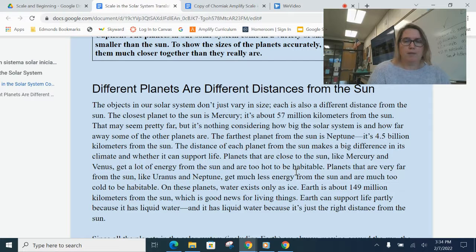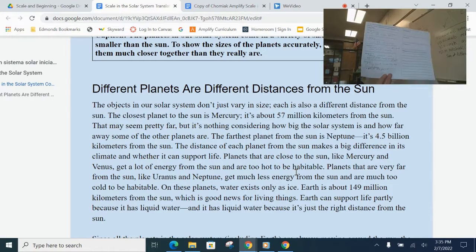The distance of each planet from the sun makes a big difference in its climate and whether it can support life. So I'm going to capture that so far by saying they vary in, or they have different distances from the sun. I might add another one, how the distance from the sun affects the planet. So hopefully this helps you guys here.